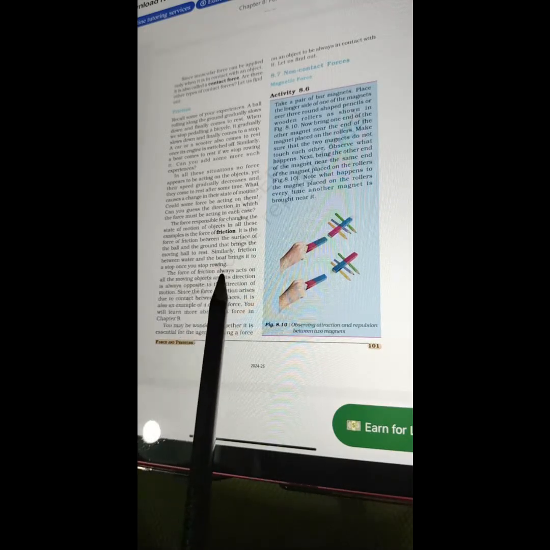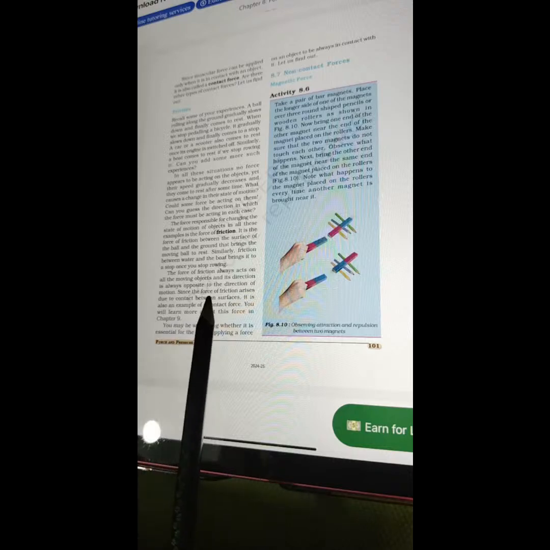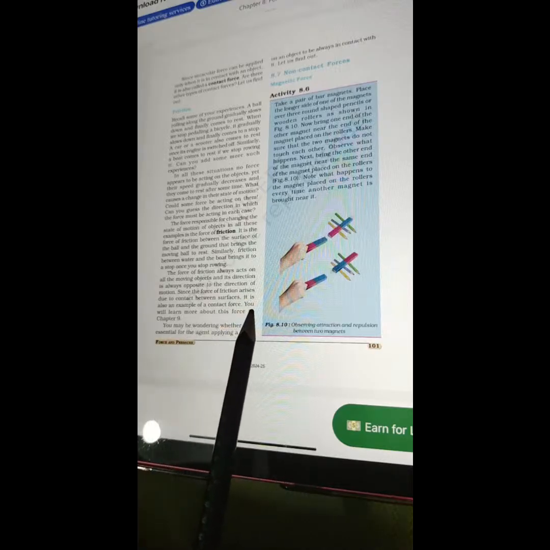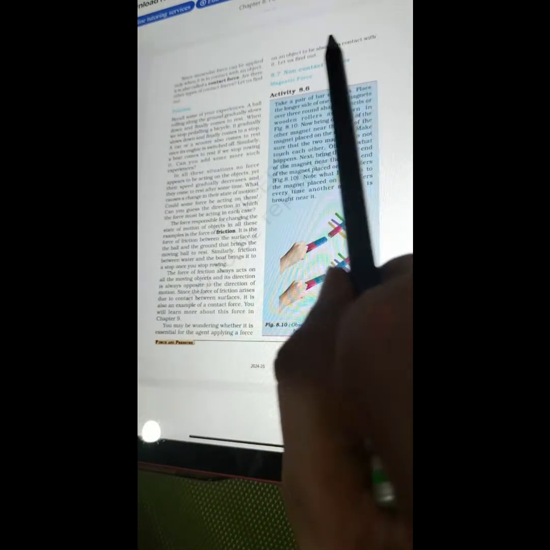The force of friction always acts on all moving objects and its direction is always opposite to the direction of motion. Since the force of friction arises due to contact between surfaces, it is also an example of a contact force. You will learn more about this force in chapter 9. You may be wondering whether it is essential for the agent applying a force on an object to be always in contact with it. Let us find out. 8.7 Non-contact forces, magnetic forces.